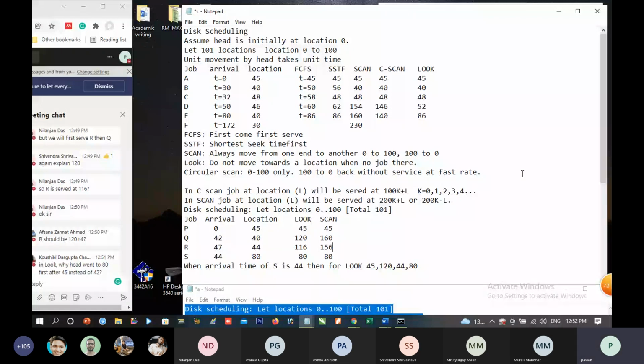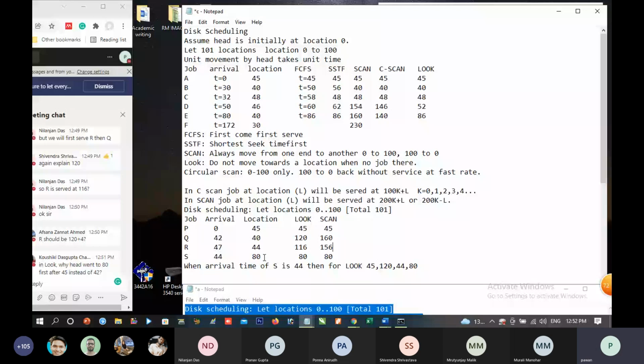Why head went to 80? Because the job was available up to 80. Why head went towards 80? Because job was available at 80. That is why it went up to 80. What else is your doubt? Why it should start coming at 42?